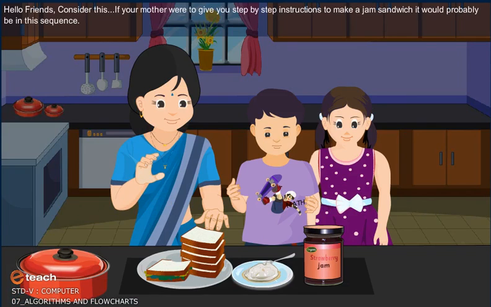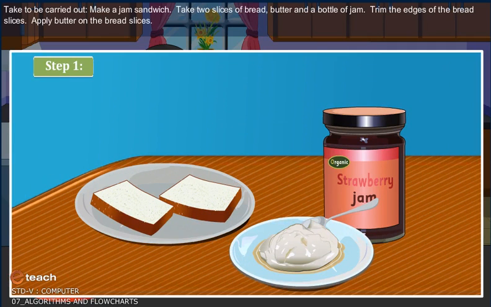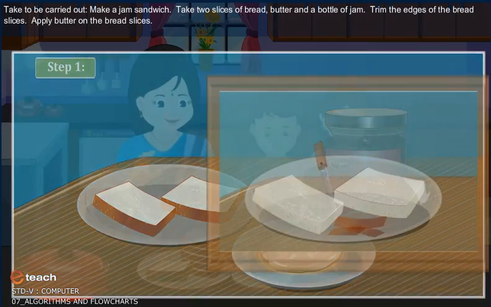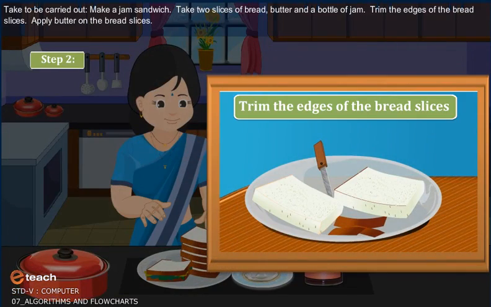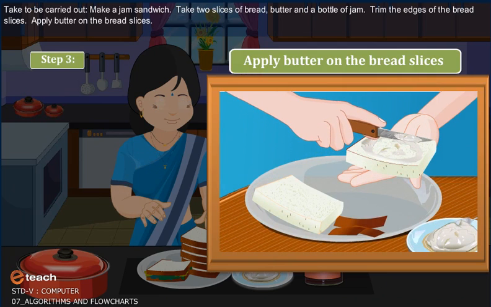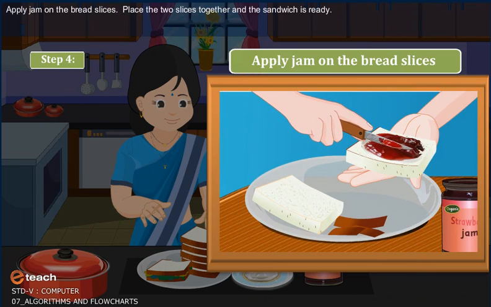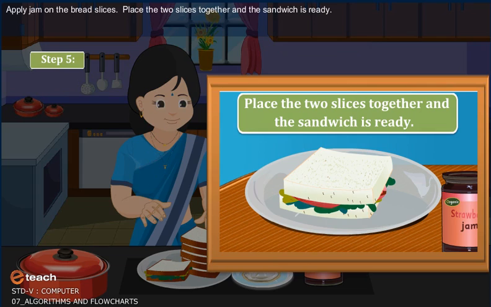Hello friends. Consider this. If your mother were to give you step-by-step instructions to make a jam sandwich, it would probably be in this sequence. Make a jam sandwich. Take 2 slices of bread, butter and a bottle of jam. Trim the edges of the bread slices. Apply butter on the bread slices. Apply jam on the bread slices. Place the 2 slices together and the sandwich is ready.